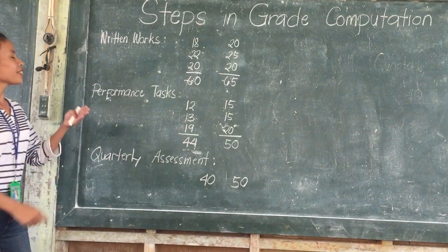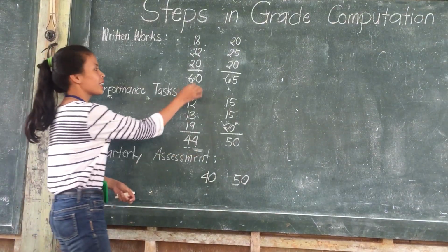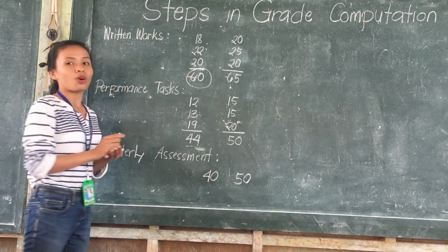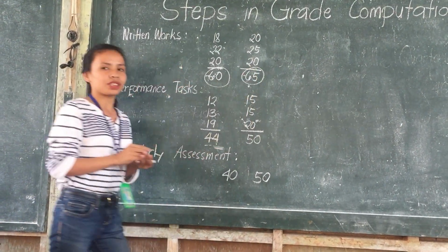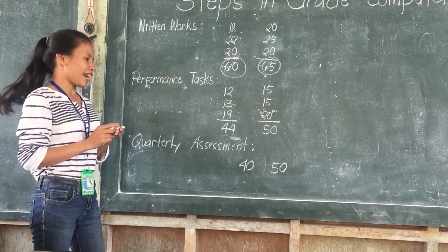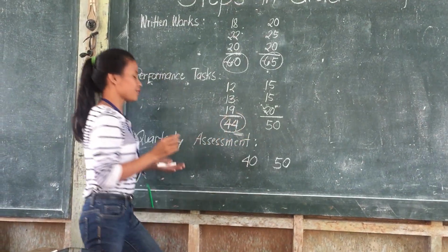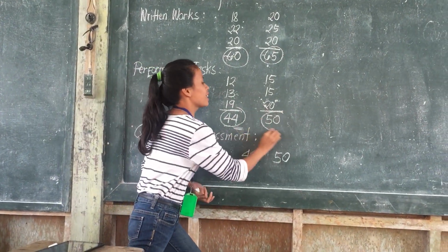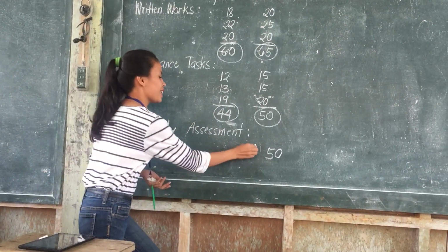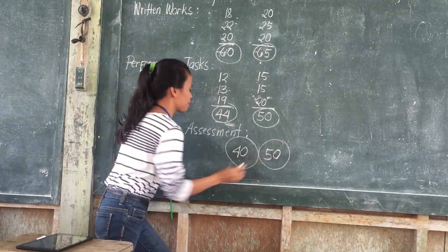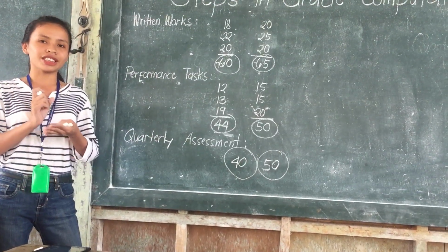For example, in written works, these are the total score of the learner's raw score, and this is the highest possible score. In performance task, this is the learner's raw score, and this is the highest possible score. And for quarterly assessment, this is the raw score and the highest possible score. So that's the first step.